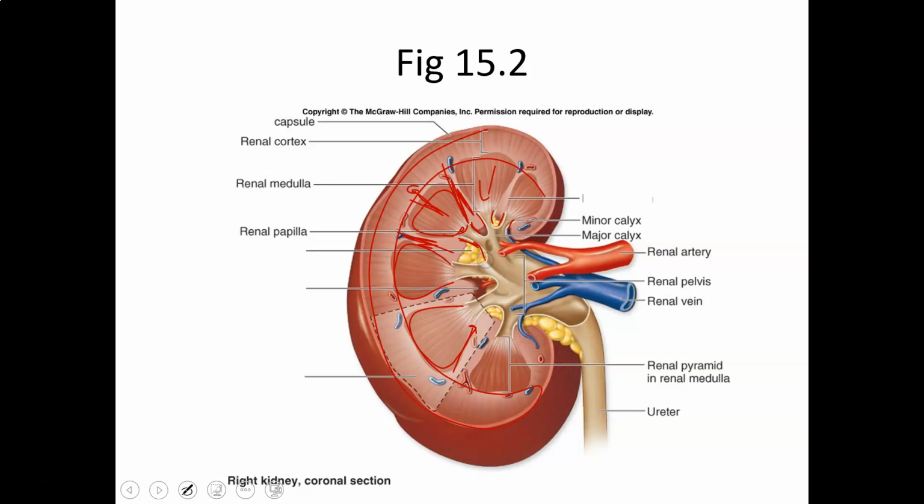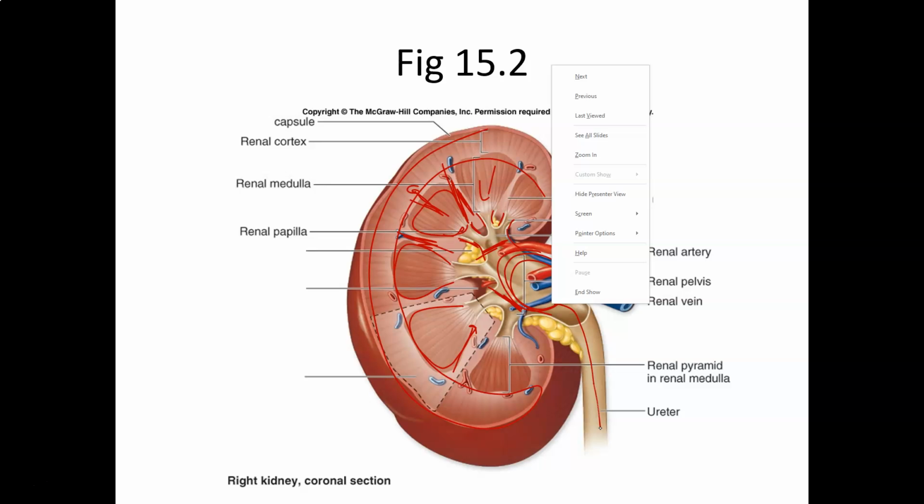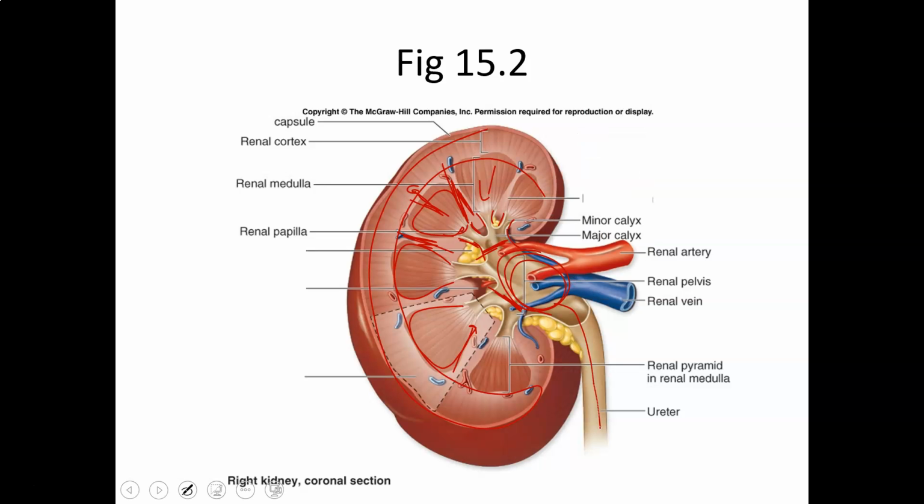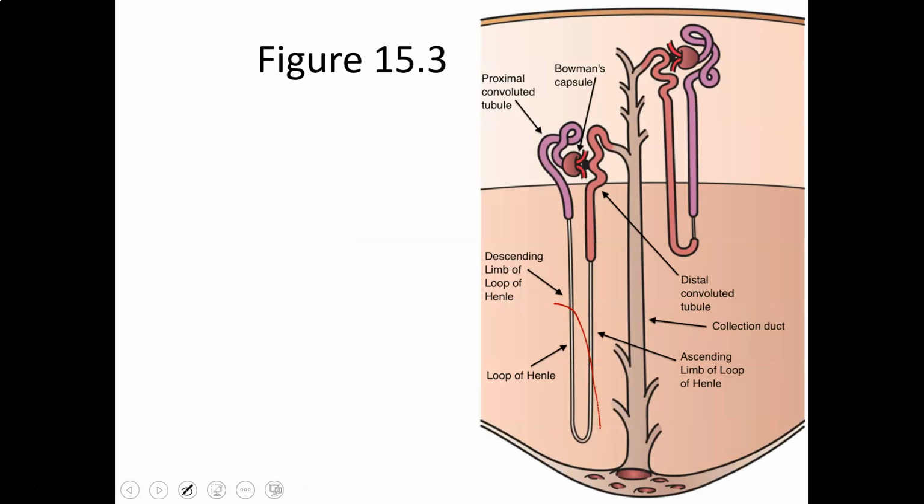Those all merge together to create a major calyx. So there's a major calyx, and there's a major calyx. The major calyces are then going to merge together to create this structure, which is called the renal pelvis. The renal pelvis is going to be continuous with the ureter, which is going to take the urine from the kidney down to the urinary bladder. So that's your basic anatomy, and then just a little intro into the functionality that we're going to see for each kidney.